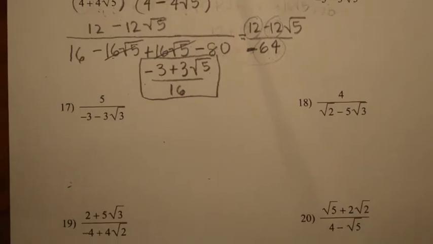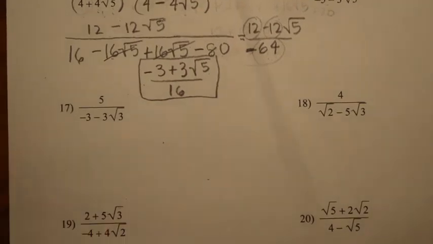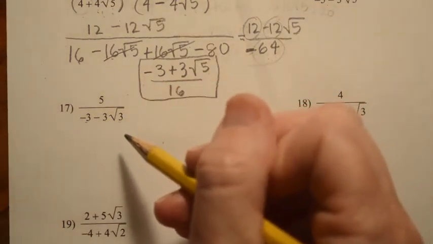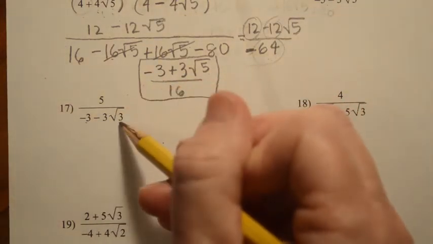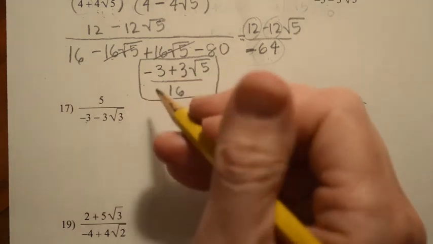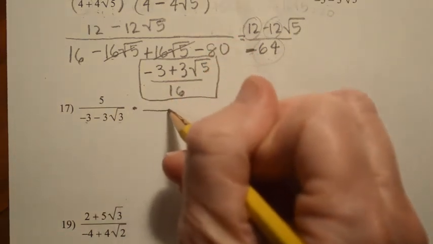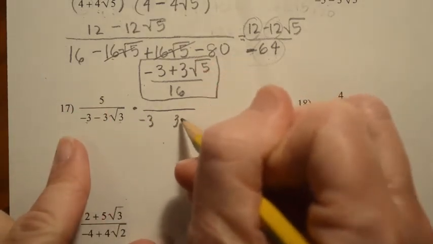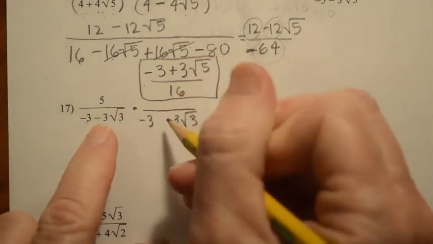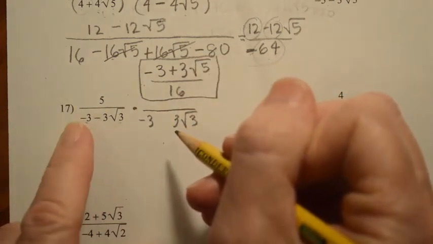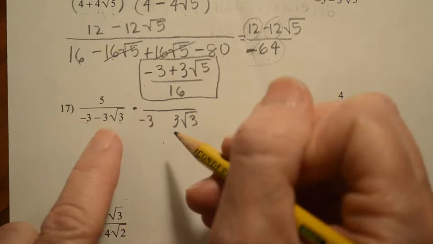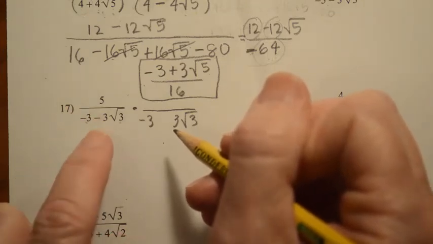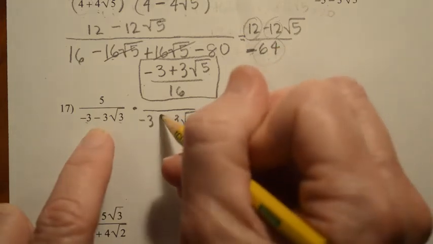For problem 17, same idea. When we have a binomial in the denominator and one of them or both of them contains a radical, what we need to do is multiply top and bottom by the same numbers. So it's going to be negative 3 and 3 root 3, but we're going to change that middle sign, just the middle sign. Don't change the first sign and the second sign. Just change the middle sign.